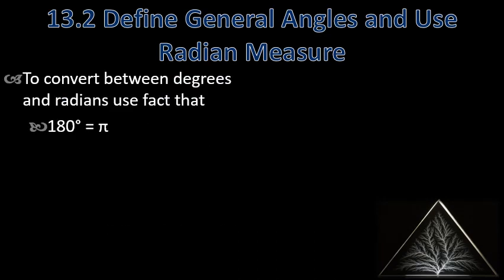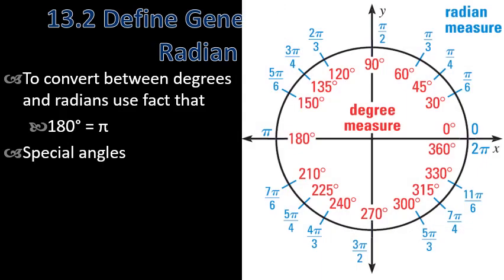To convert between degrees and radians, use the fact that 180 degrees equals pi radians. Our special angles, then, are there. You need to memorize that chart. If we're doing regular school, I'd have a quiz over this where you'd have to draw it from memory.